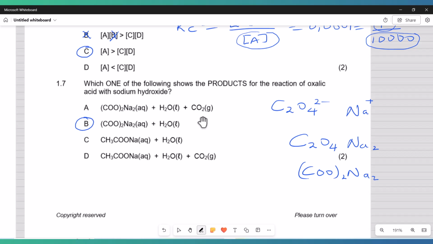Okay, hope we are together. Now here, it's correct, but because there's no carbonate, we can't get carbon dioxide, so it is wrong. Then here, also wrong because there's no carbonate in our reactants. But here, this is sodium ethanoate, but they talked about oxalic acid, so it must be sodium oxalate. So the answer there is B. I hope, guys, we are together.